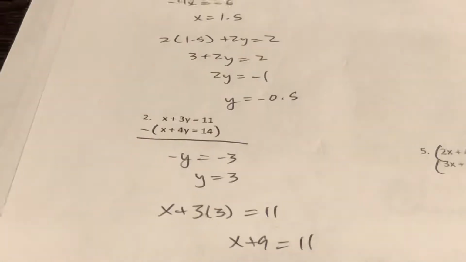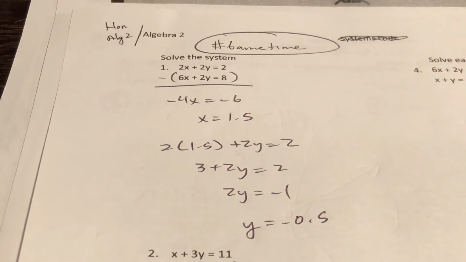Page 11 here, more of the same. Hashtag game time. Can't get easier than number 1. The y's are the same, so you're going to subtract both equations. 2x minus 6x is a negative 4x. 2 minus 8 is a negative 6. So y is 1.5. I'm sorry, x is 1.5.